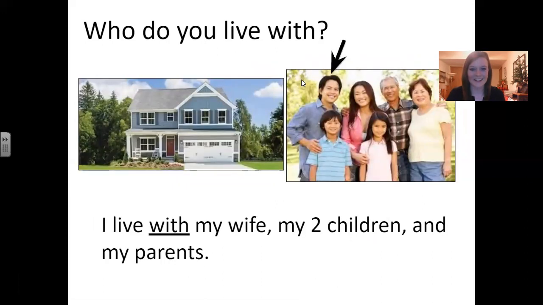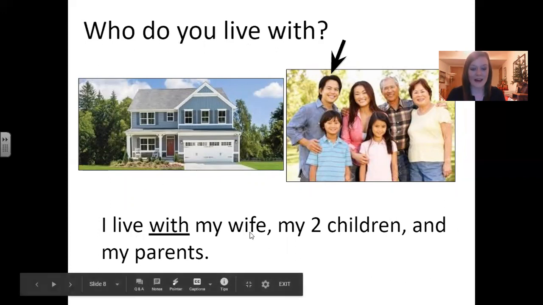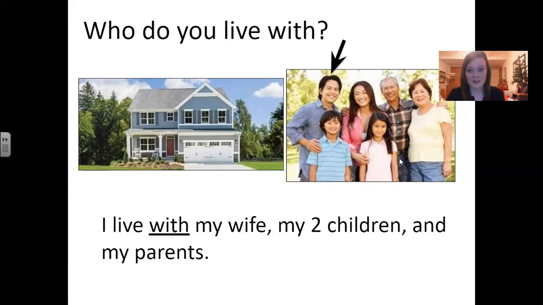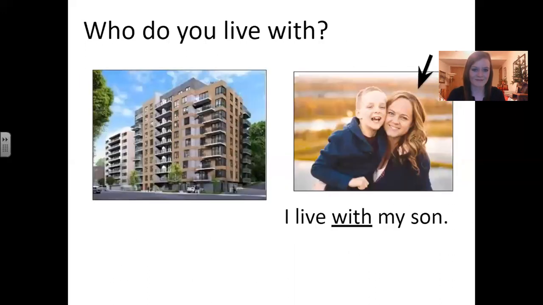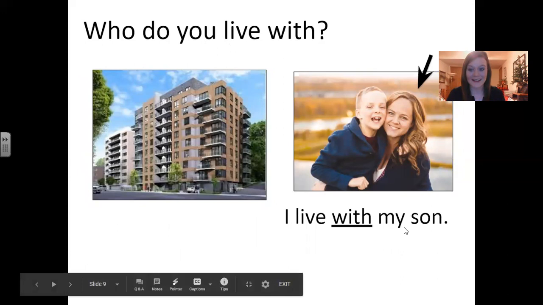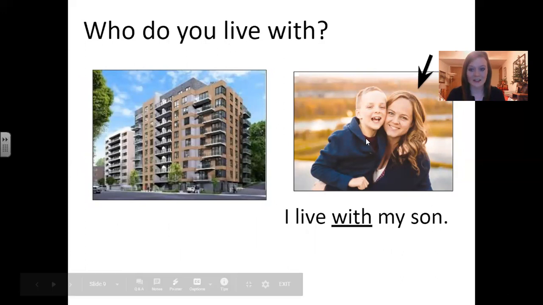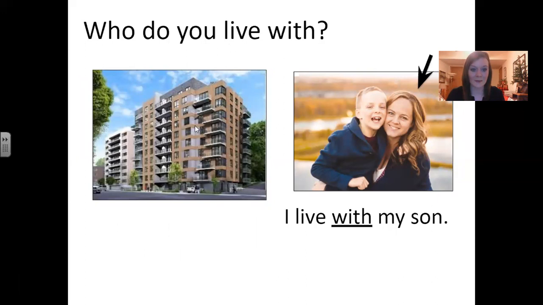This man here, who do you live with? I live with my wife, my 2 children, and my parents. So here is his wife, his 2 children, and his parents. Remember, parents means mom and dad together, mother and father. This woman here, who do you live with? I live with my son. So she and her son live together in an apartment building.